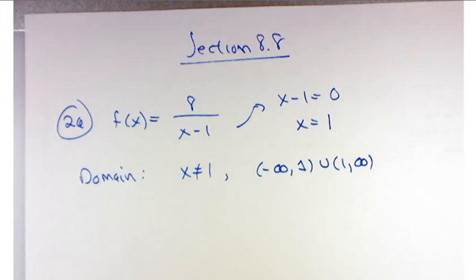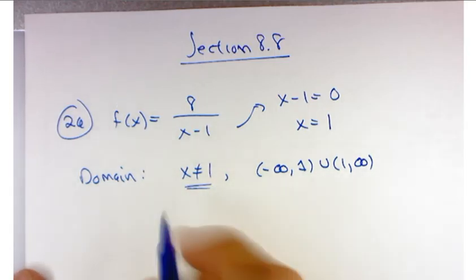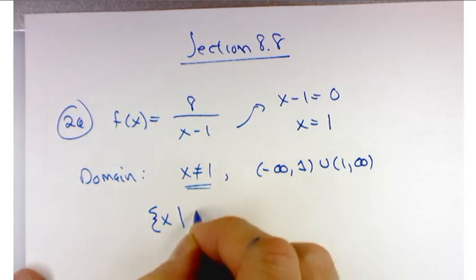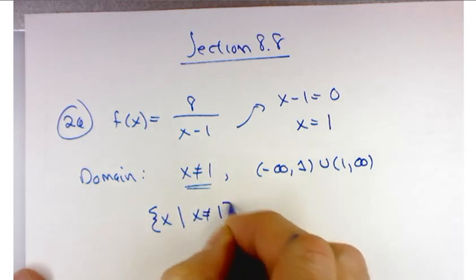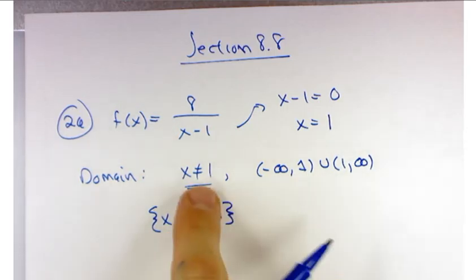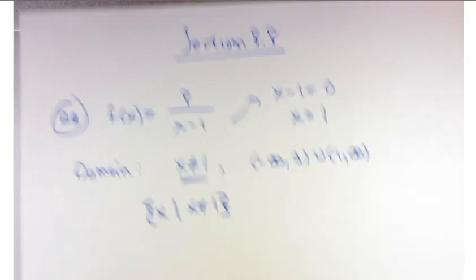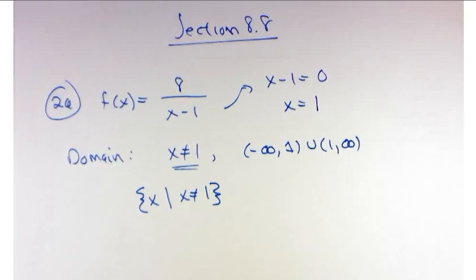It's everything but 1. If you were to look in the book, you might see this expression somehow wrapped up in some more fancy mathematics notation. It looks like this. This is really saying the same thing. It's something a little more fancy. It's the set of x such that x is not equal to 1. I'm okay with you writing it like this. It's a little bit less formal, but that's all right.